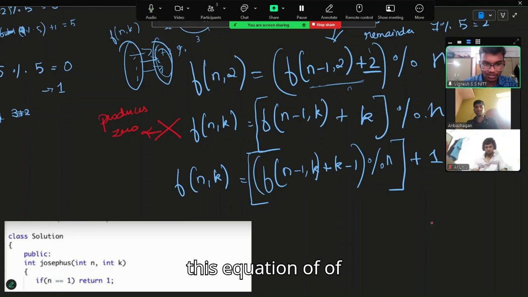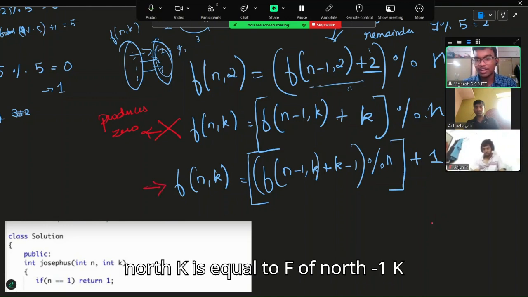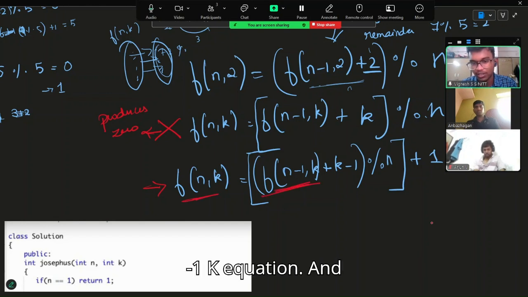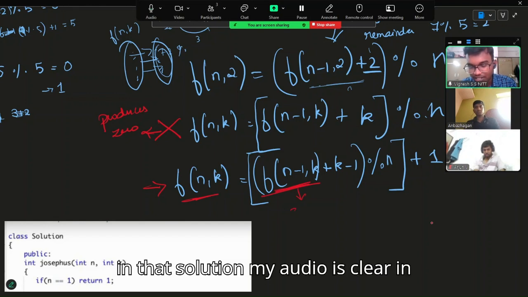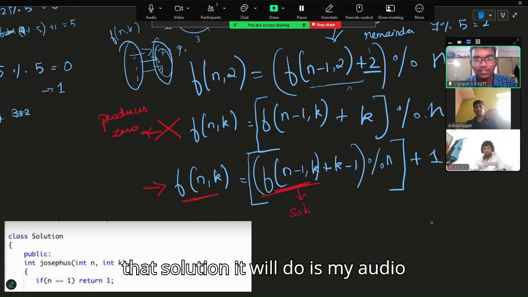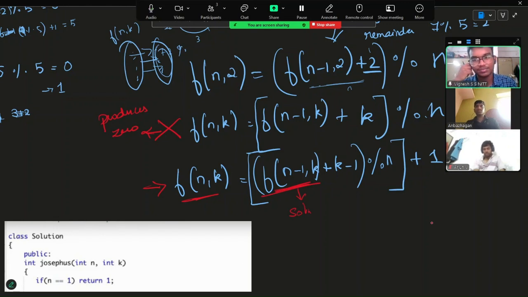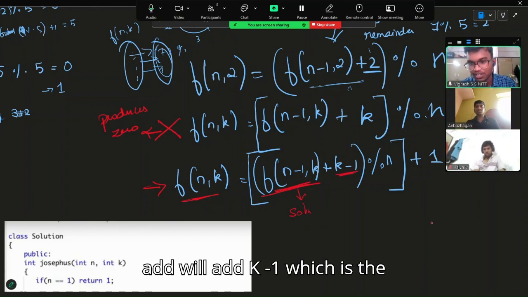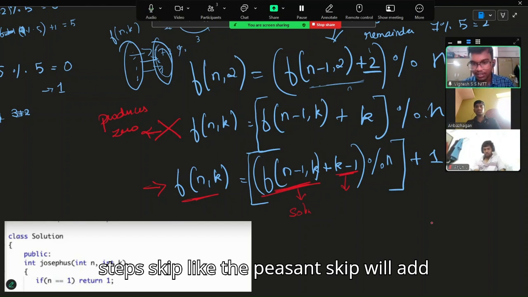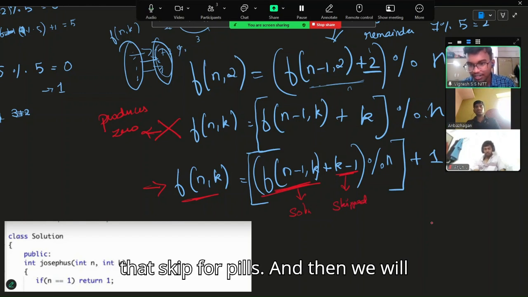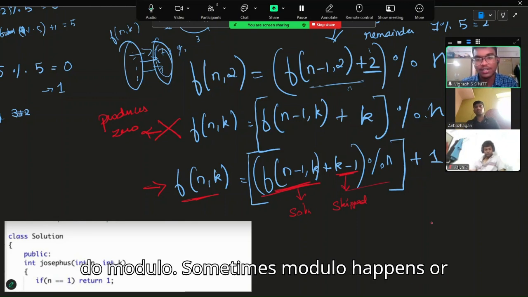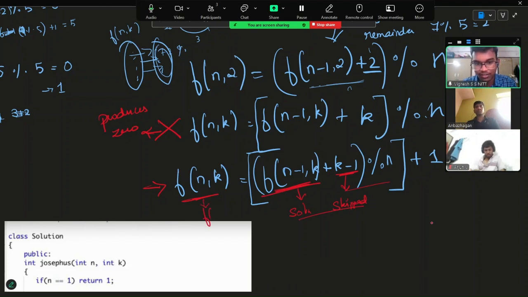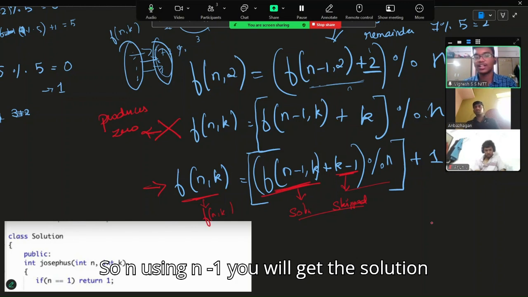So we are shifting to this equation of f of n k is equal to f of n minus 1 k. Basically, this equation asks for the solution from the f of n minus 1 k equation, and in that solution, it will add k minus 1, which is the steps skipped. We add that skipped count, then do modulo, because sometimes the same answer would repeat, and then plus one is added, so that you get the solution for f of n. So using n minus 1, you get the solution for n.